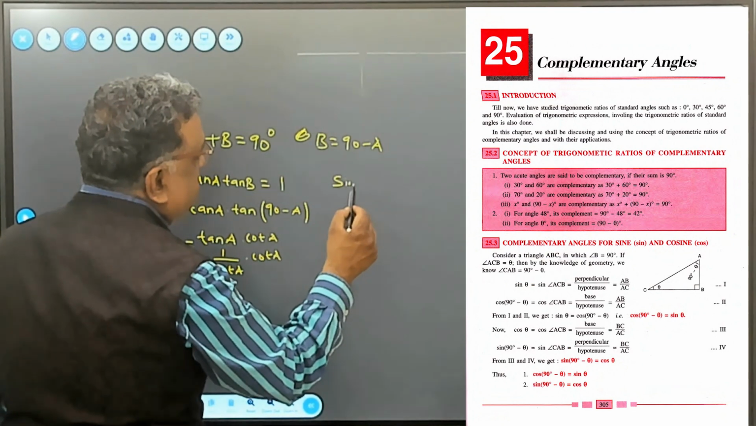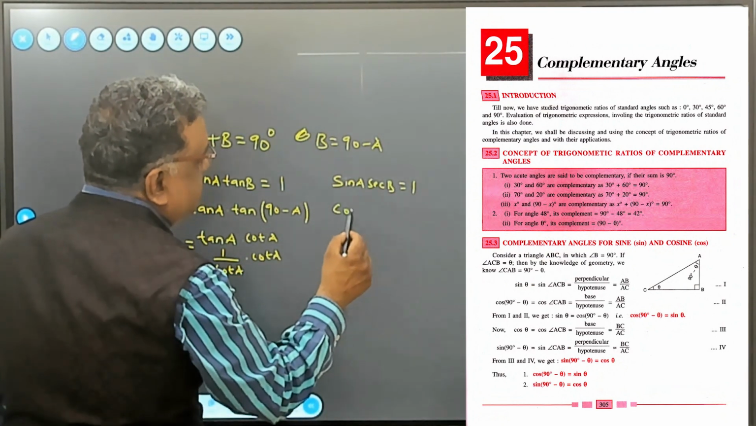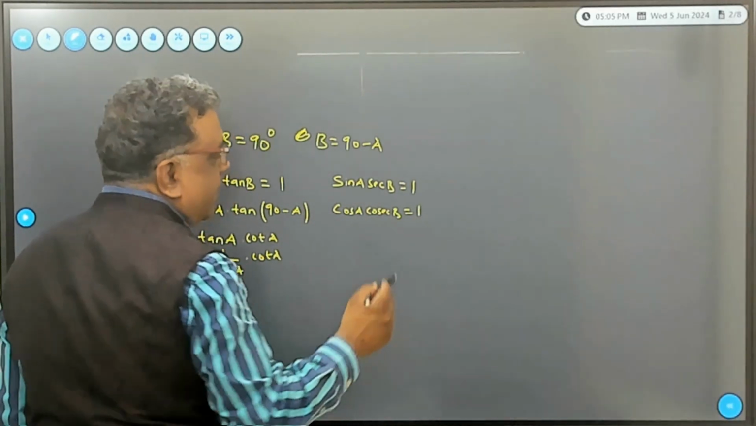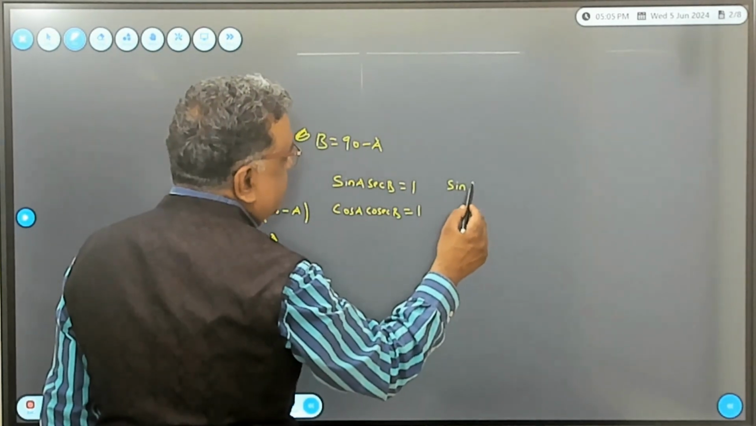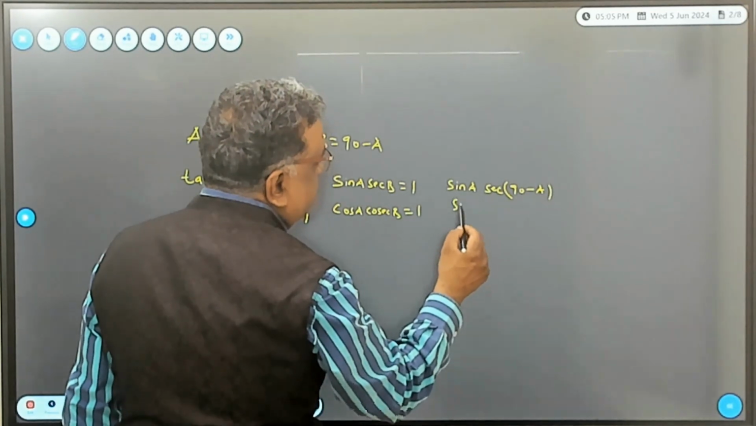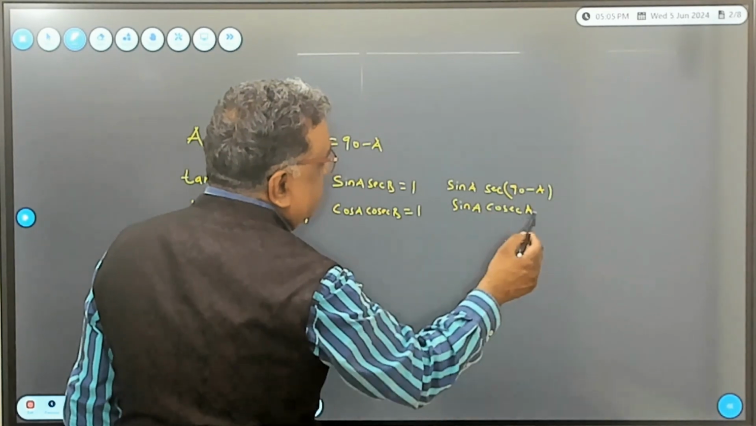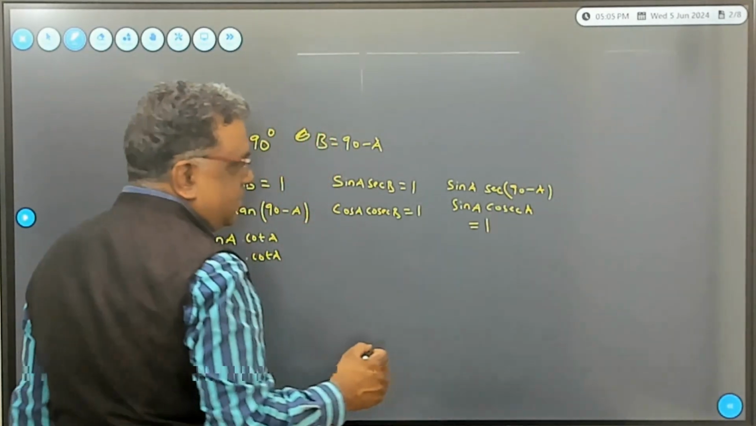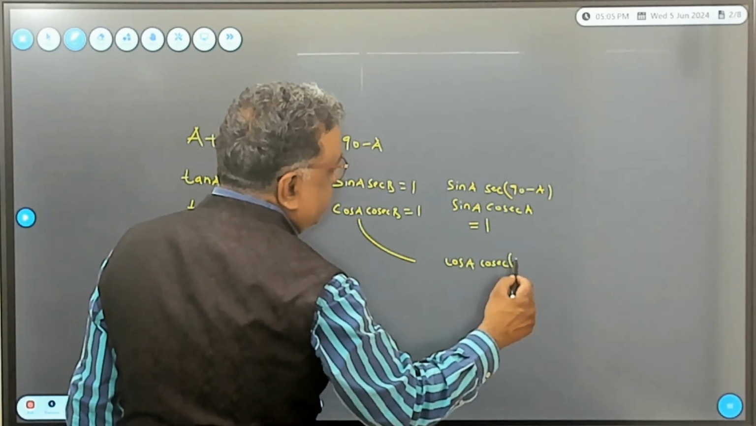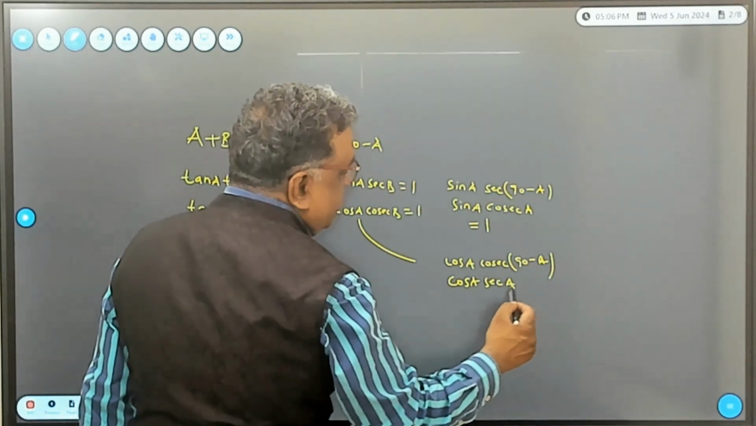sin A into sec B is always going to be 1. And cos A into cosec B will always be 1. Why? Because I can write sin A as sin A, sec B as sec 90 minus A because B is 90 minus A. Sin A, sec 90 minus A is cosec A. Now sin A and cosec A are reciprocals of each other. They will cancel each other out to give 1. Same here. Cos A, cosec B, I can write as cosec 90 minus A. Now cosec 90 minus A is sec A. Now sec A and cos A are reciprocals of each other, so that also will be 1.